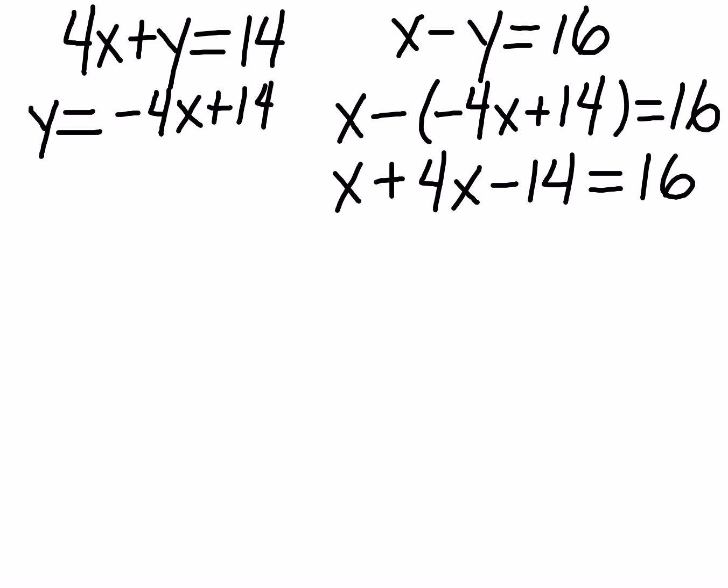We want to continue. We are going to combine like terms. So I have 5x. 1x plus 4x is 5x. I'm going to go ahead and say equal 16. That minus 14 is on the left side of the equal, so I want to move it to the right side of the equal. So the sign changes from minus to plus 14.